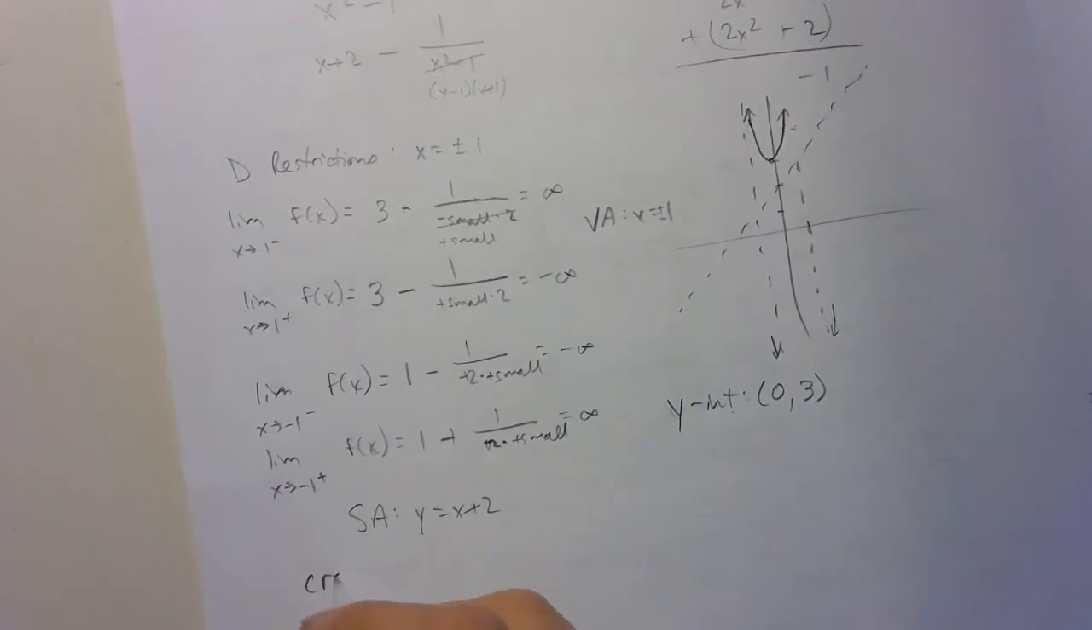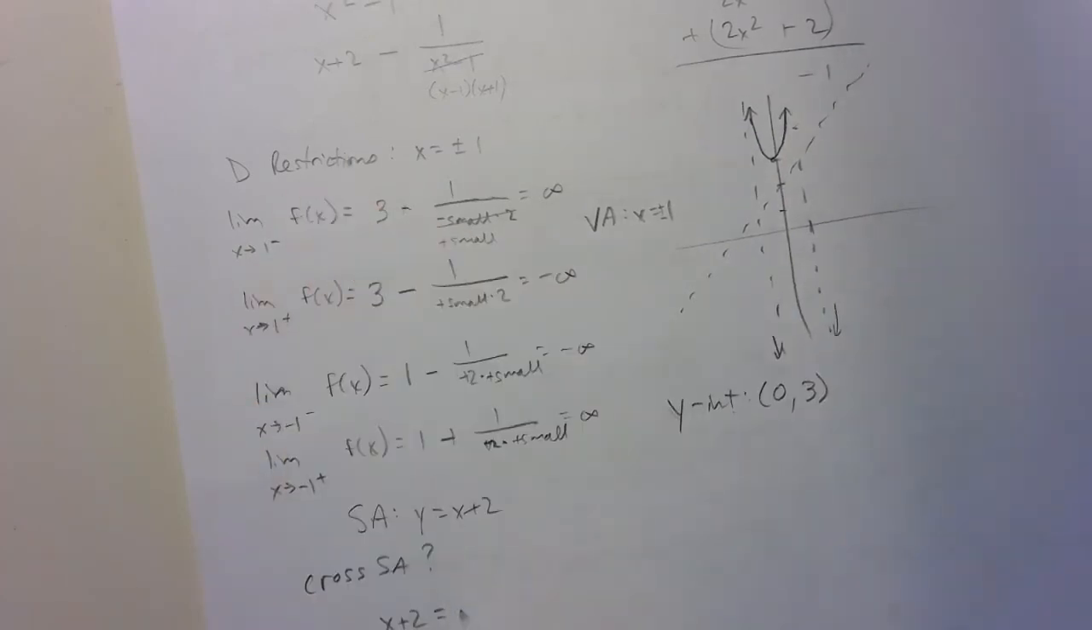Let's just see if it crosses the slant asymptote. So set the slant asymptote equal to the function. I'm going to use this version. Okay, these are going to cancel. And I look at that and I say, nope, that's never going to happen. That's not true. You're never going to have a value where 0 equals negative 1. So there's no crossing.